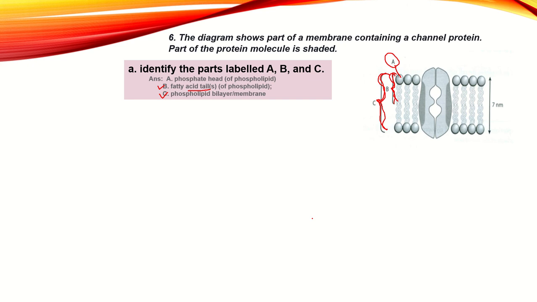So phospholipid is a substance whose molecules are made up of a glycerol molecule, two fatty acids, and a phosphate group. How many fatty acids? Two fatty acids and a phosphate group. A bilayer of phospholipids forms the basic structure of all cell membranes, that is phospholipid.